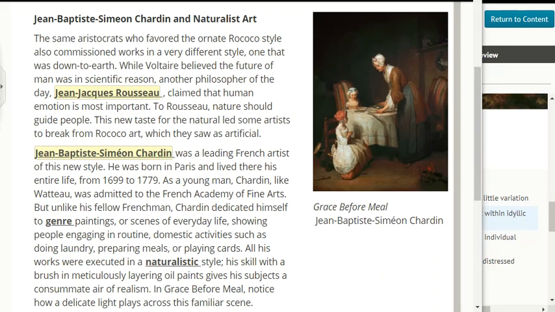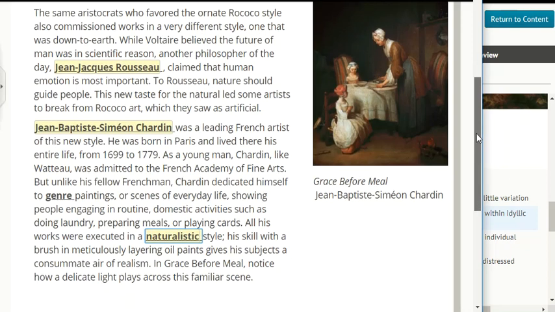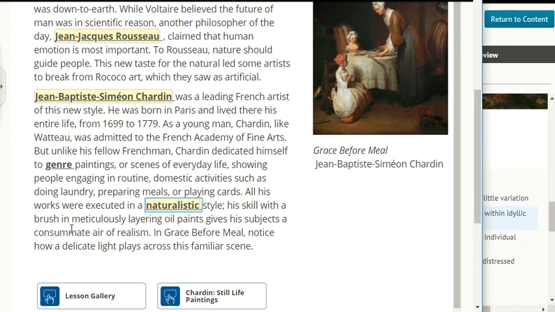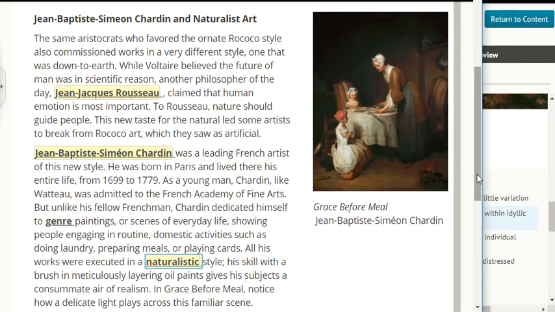All his works were executed in a naturalistic style. Naturalism, relating to a style of art in which the artist renders subjects the way they appear in the natural world. His skill with a brush and meticulously layering oil paints gives his subjects a consummate air of realism. In Grace Before a Meal, notice how a delicate light plays across this family scene.